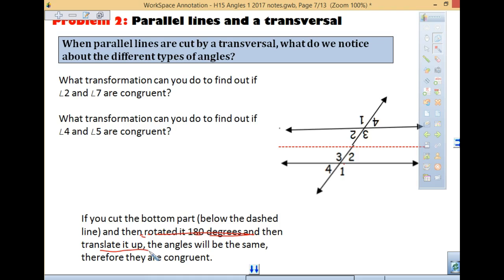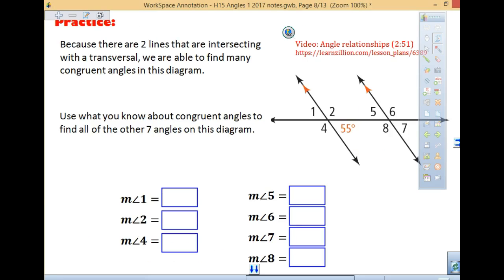Just like when you're doing all your figures in your homework and you're trying to get those triangles to match up, it's the same kind of stuff that we are looking at, okay? So on this next page, we are simply asked to find the missing angles. I don't know that we're going to do the video that takes 2 minutes and 51 seconds. We'll look at that towards the end of class, and we might do that afterwards.